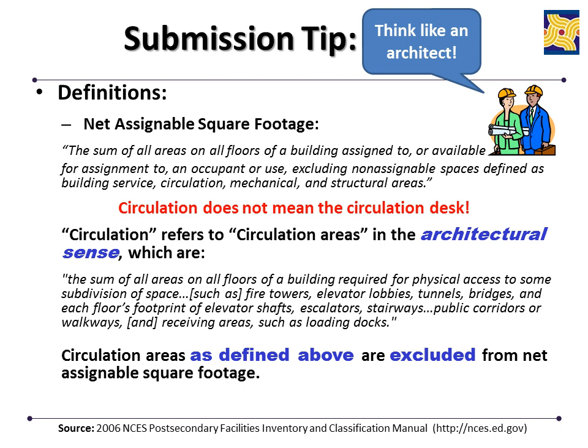The sum of all areas on all floors of a building required for physical access to some subdivision of space, such as fire towers, elevator lobbies, tunnels, bridges, etc. So circulation areas as defined above are excluded from net assignable square footage, and that's what makes it net. Otherwise, it's gross. If you have a big atrium, for example, and things like that.